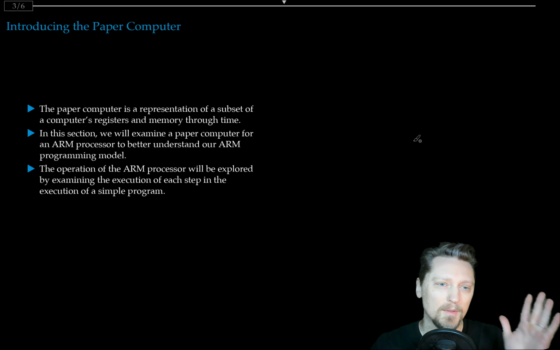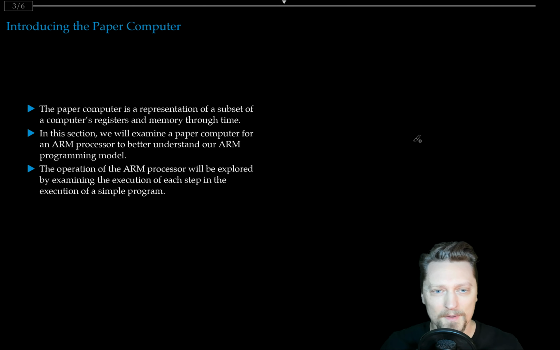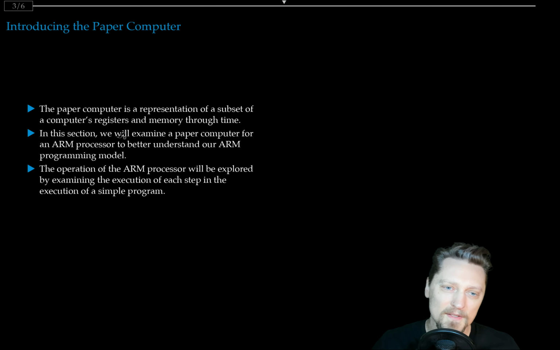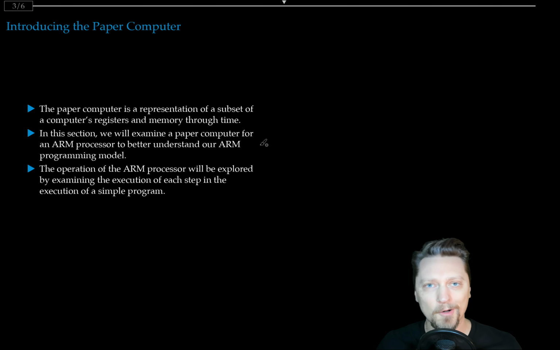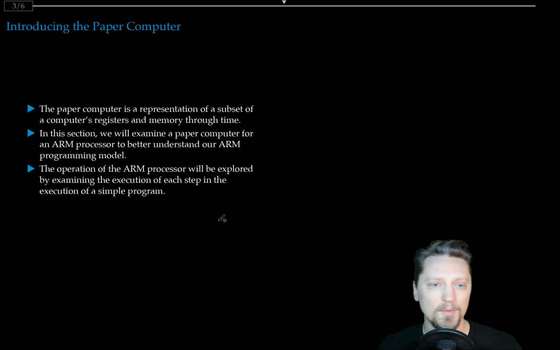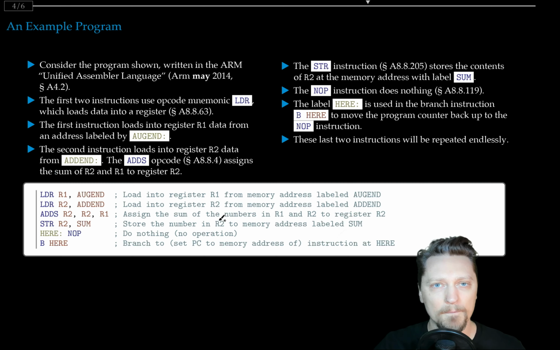Introducing the paper computer. The paper computer is a representation of a subset of a computer's registers and memory through time. Okay, sequential states through time. In this section, we will examine a paper computer for an ARM processor to better understand our ARM programming model. The operation of the ARM processor will be explored by examining the execution of each step in a simple program.